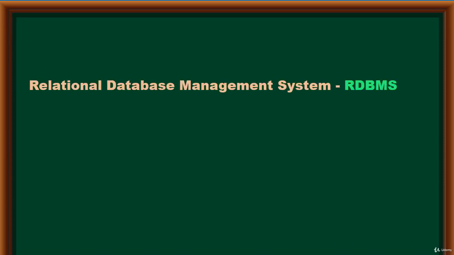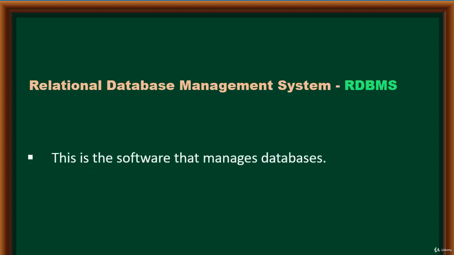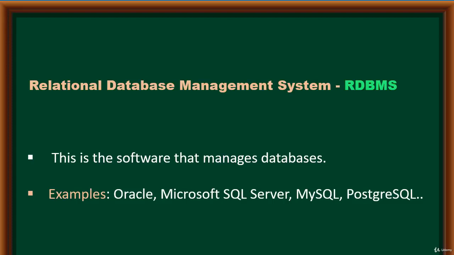Next, we're going to look at what a relational database management system is, also referred to as RDBMS for short. A relational database management system is basically a software that is used to manage databases. So there are several types of relational database management system depending on the vendor. Examples include Oracle, Microsoft SQL Server, MySQL, PostgreSQL, and many others.